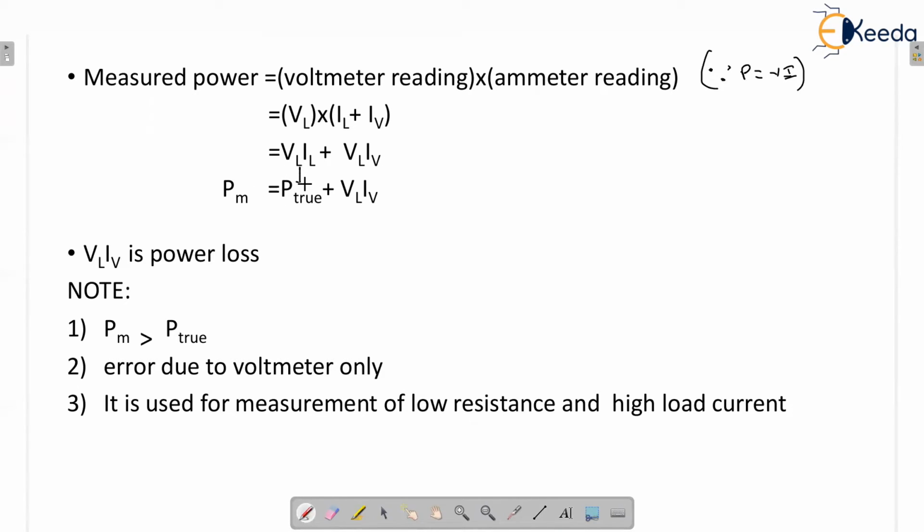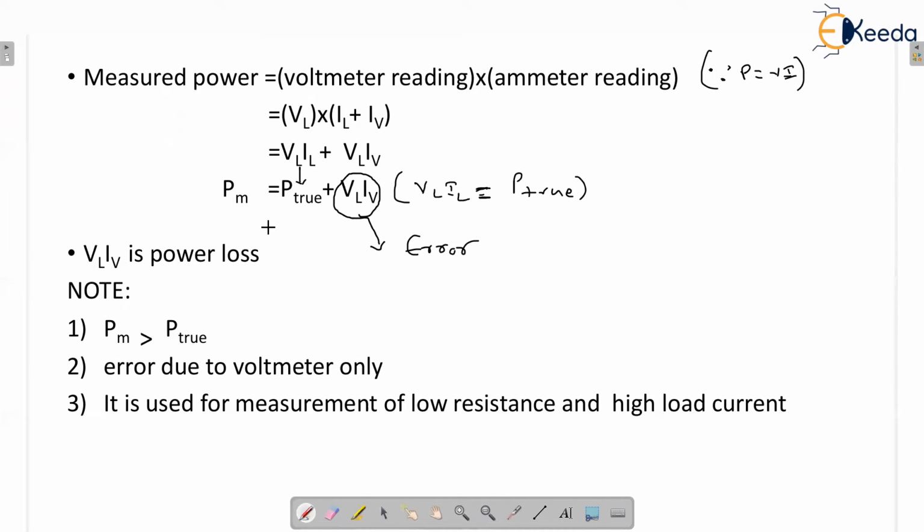Again, VL IL is the true power. The left term is the loss. What is VL IV? VL is the voltage across the load, and IV is the current through the voltmeter. So this is called the error. So VL IV is power loss, or we say it is the error.